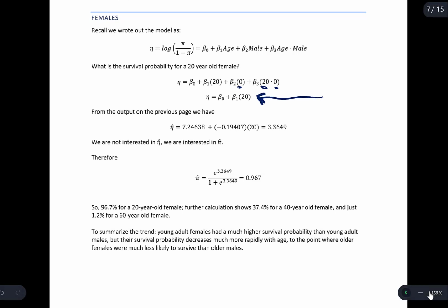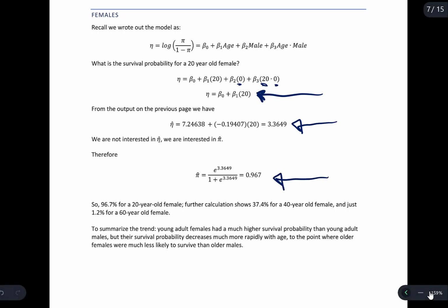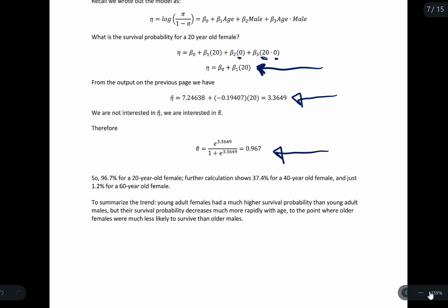So now we have the following model for a 20-year-old female. Using our output and our estimates, we get the following. But again, we're not interested in nu hat, we're interested in pi hat. So we get the following for pi hat. So what this tells us is we have 96.7% for a 20-year-old female. Further calculation would show that we had 37.4% for a 40-year-old female and just 1.2% for a 60-year-old female.